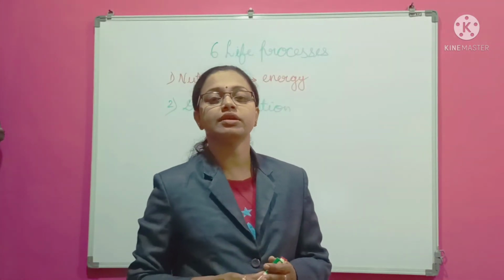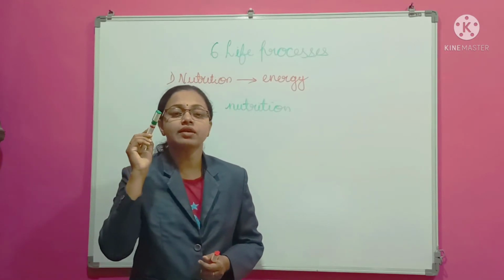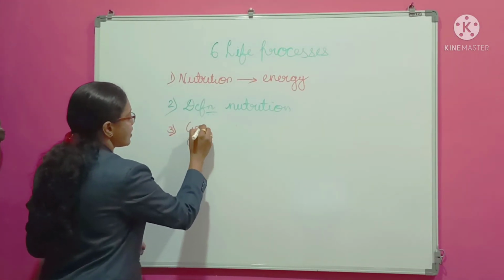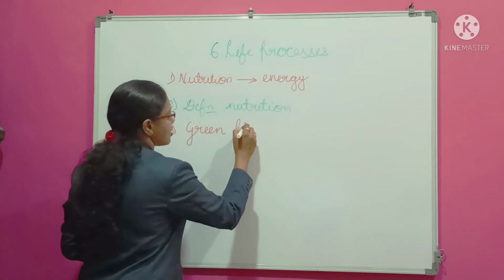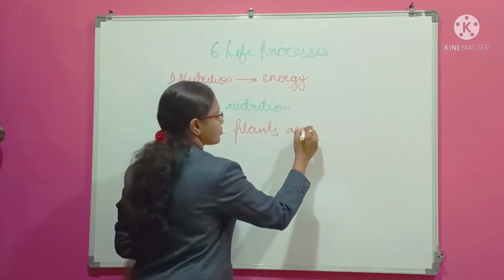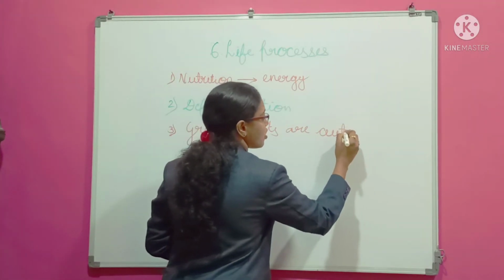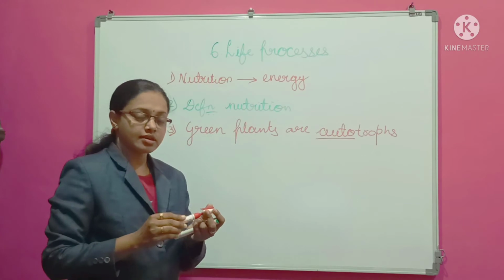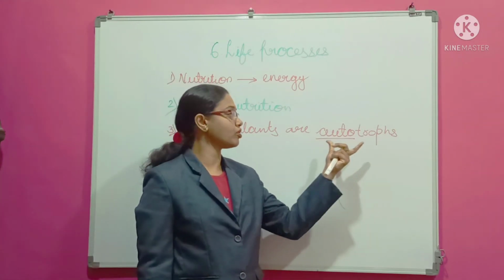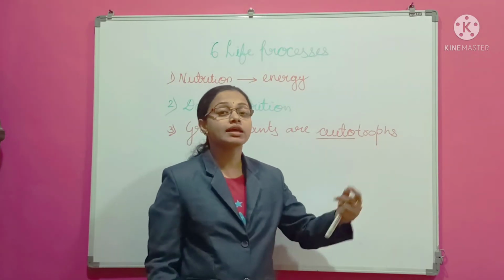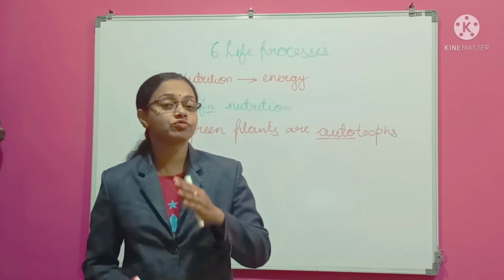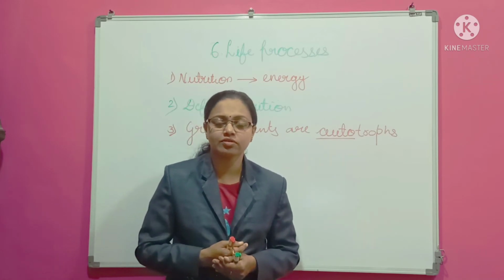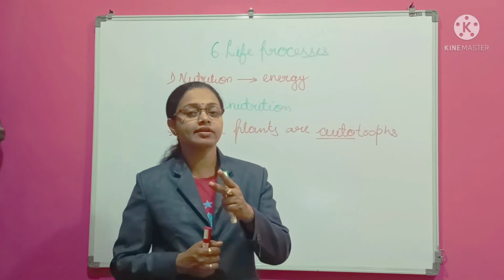Okay, next, the third point we are going to remember is that green plants are autotrophs. Listen children, I have split this word: auto means self, troph means synthesize. They prepare their own food with the help of photosynthesis. To do photosynthesis, they need some raw materials: they use sunlight, chlorophyll, carbon dioxide and water.